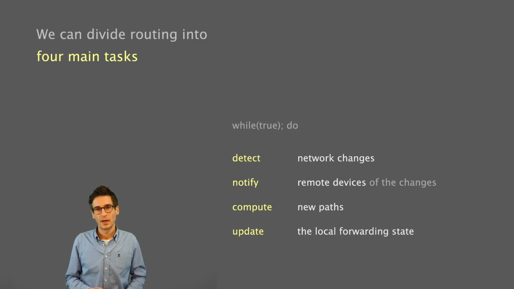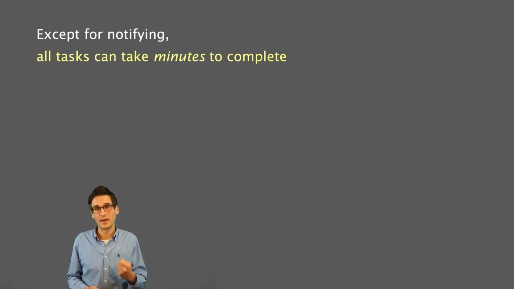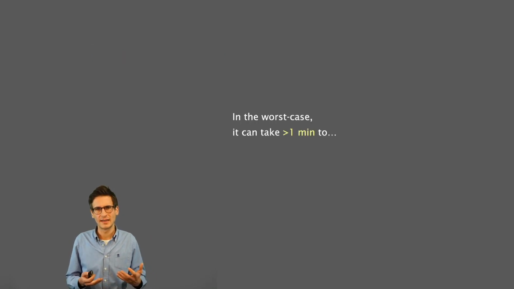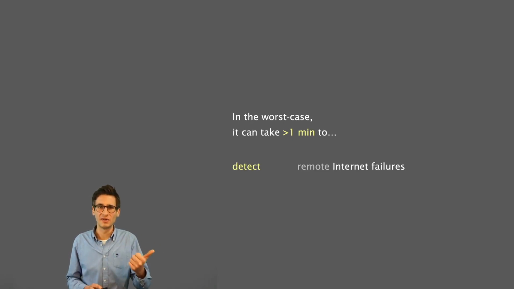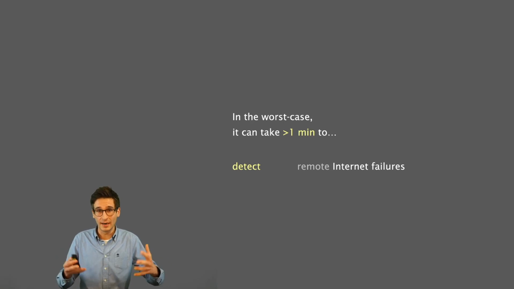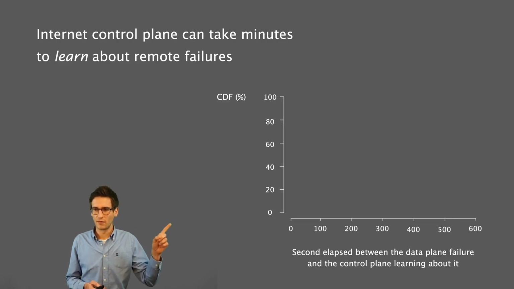So these four tasks are really fundamental and define routing as we know it today. And actually all of them, except for the notification part, are pretty slow, at least in the worst case. If you look at all of these four tasks, you can see that they can all take more than a minute to perform in the worst case. So for instance, it can take more than a minute to detect that there is a failure happening in your network, at least when we are speaking about internet failures, so remote failures that are outside of your network premises. Let me give you a little bit more detail about this one with this graph over here.